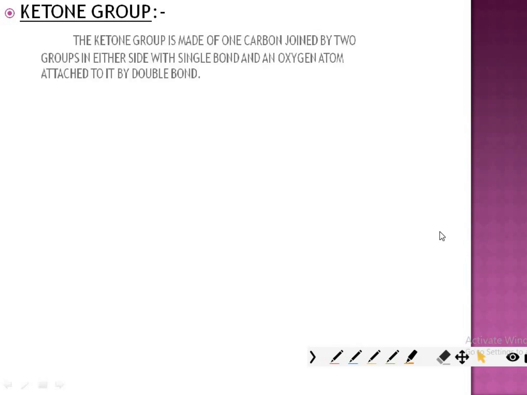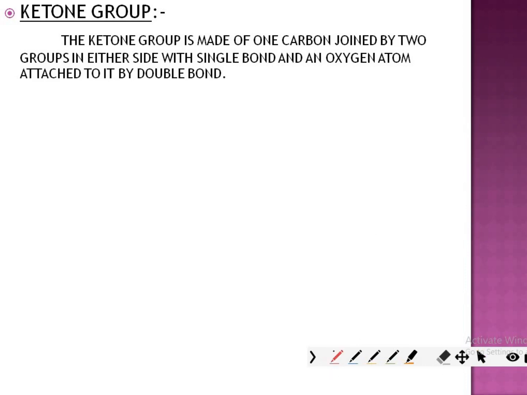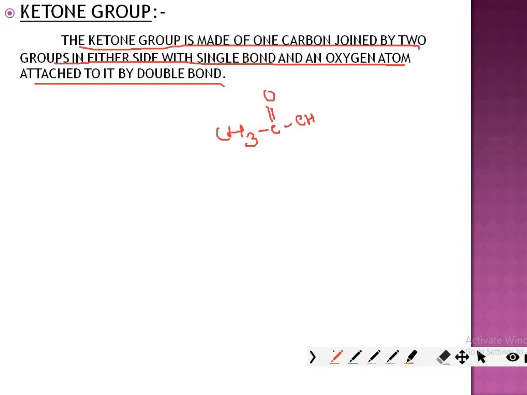Okay, now the next group is ketone group. Aldehyde and ketone are two important groups of organic chemistry. Now the ketone group is made of one carbon joined by two groups on either side with single bond and an oxygen atom attached to it by double bond. For example, CH3 CO CH3. Now ketone cannot be at the end because two groups are to be added on both sides of the carbon.